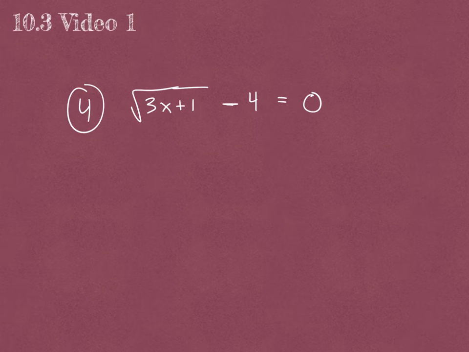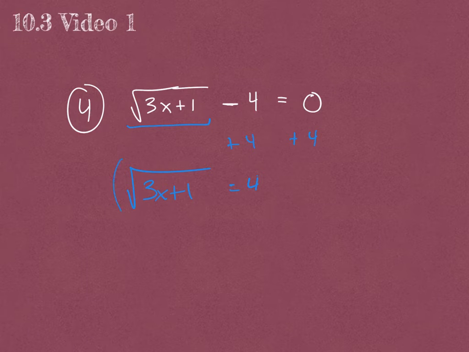Number 4 says the square root of 3x plus 1 minus 4 equals 0. All right, once again, I got to get that square root alone. So I'm going to add 4 to both sides. And I get square root of 3x plus 1 equals 4.